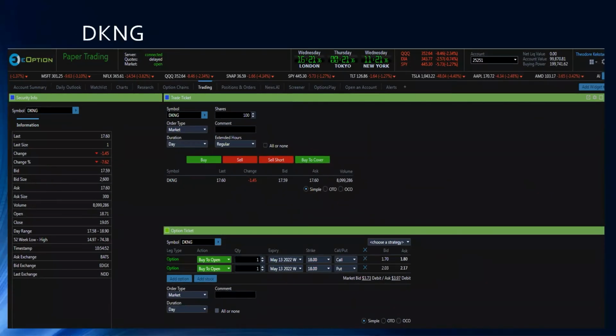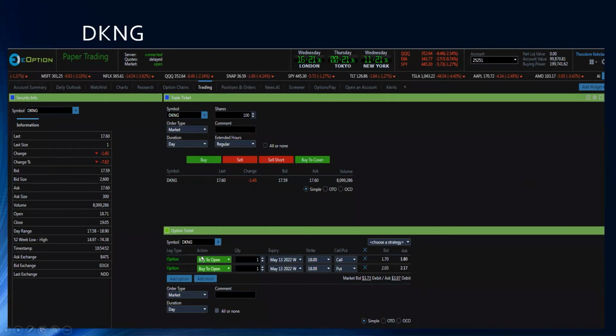When you enter this on the E-Option platform, it's very, very simple. You put in your symbol here for your option ticket. You can see where it says symbol, you put in DraftKings. Now, the major thing is where it says strategy. This is where you want to hit straddle, because it will give you two options here to put in. And now both of these, because we're buying this option spread, it is a buy to open order.